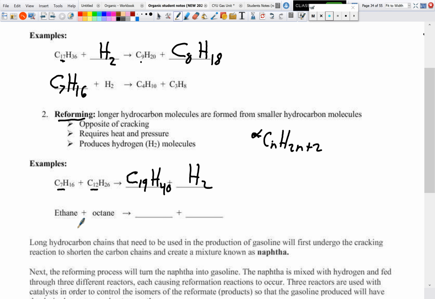Same thing, ethane plus octane. Ethane is C2H6, octane is C8H18. So when we put these together, we add our carbons together because we're reforming, making this longer chain. So you've got C10H22, and finally our other product is H2.